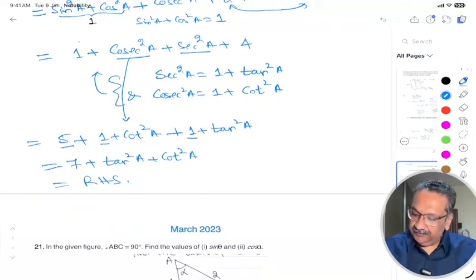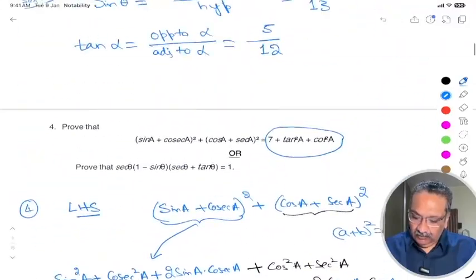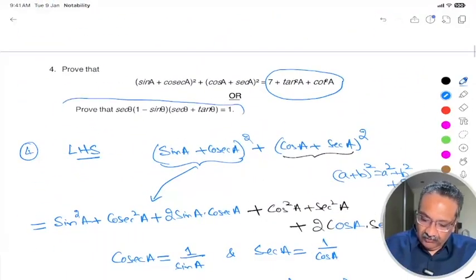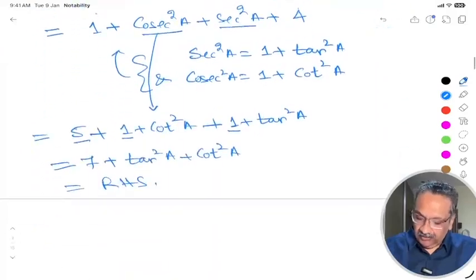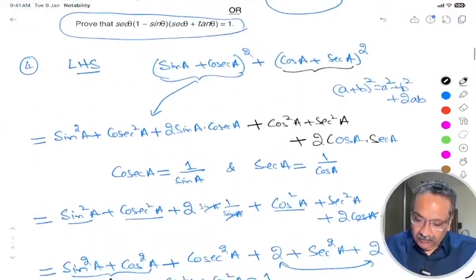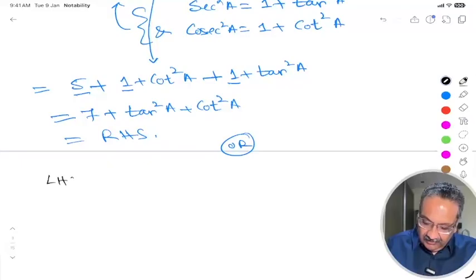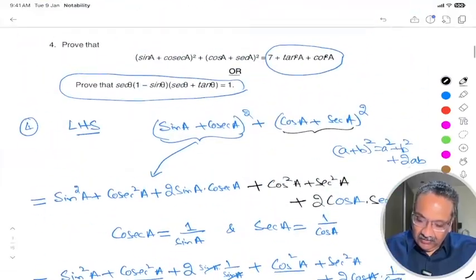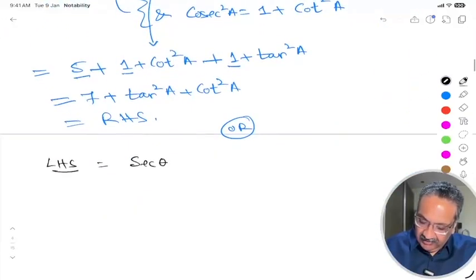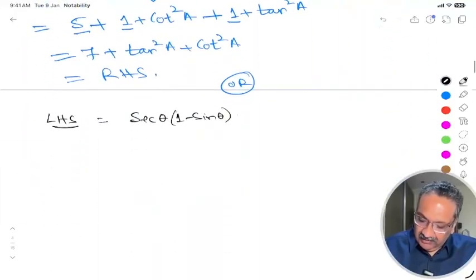Alright, now we will take the other part of the proof also. What we have to prove, we will take the LHS. What is there: secant theta into 1 minus sin theta, secant theta plus tan theta.